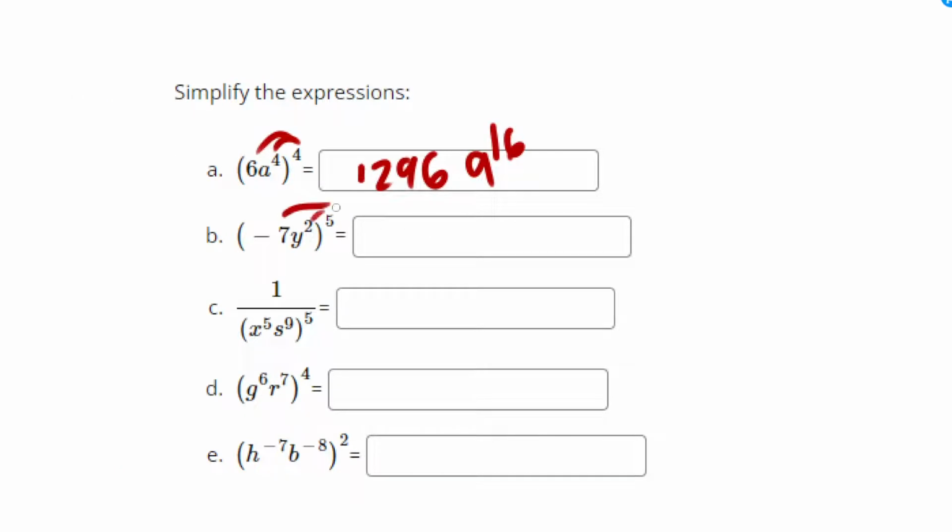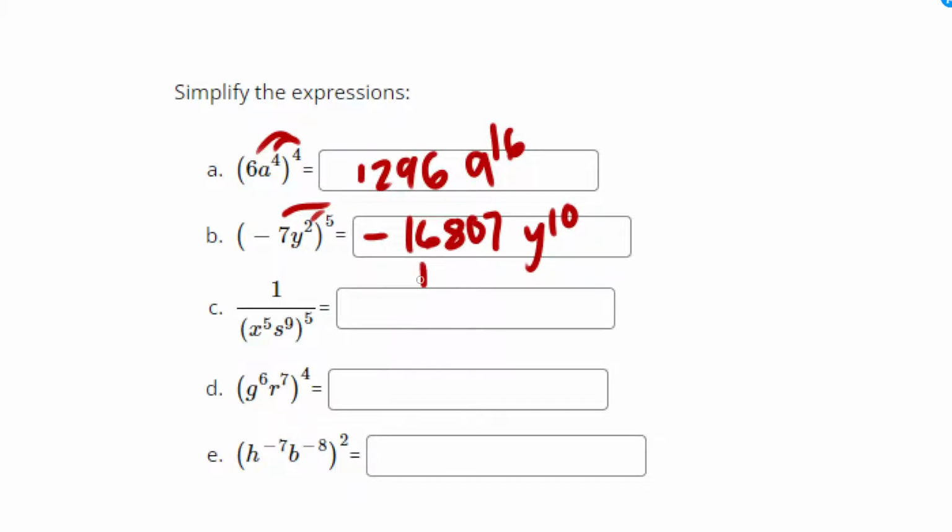This 5 will apply to the 7 and the y squared, so negative 7 to the 5th is negative 16807. It might let you get away with doing 7 to the 5th, but I doubt it. And then y to the 10th.